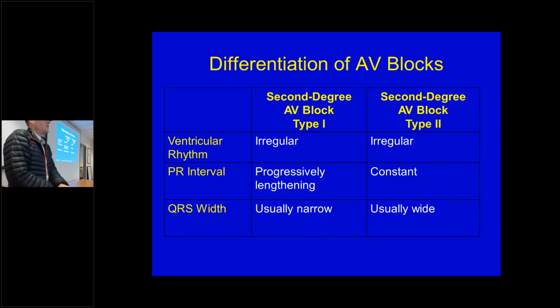All right, so differentiation of AV blocks. Both second degrees are irregular. Type 1, you have progressively lengthening PR intervals, whereas they're constant in type 2. Type 1, the QRS is narrow. Type 2, they're wide.